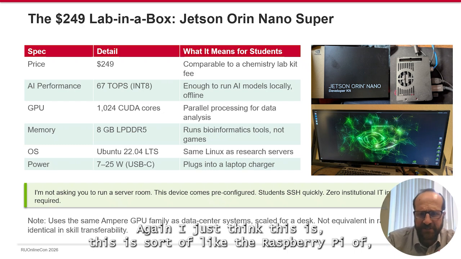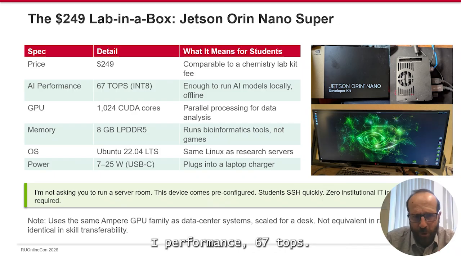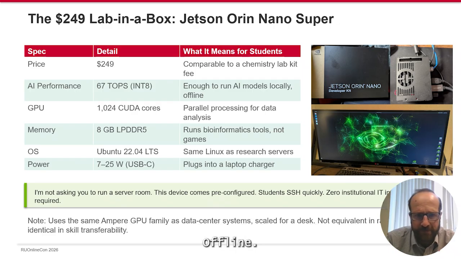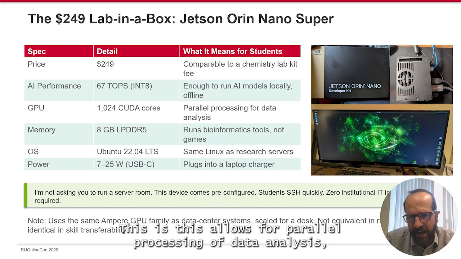Again, I just think this is sort of like the Raspberry Pi of the supercomputer world. Fairly low price at under $250. AI performance of 67 TOPS. This is enough to run AI models locally, offline. There's a 1,024 CUDA-core GPU. This allows for parallel processing of data analysis.